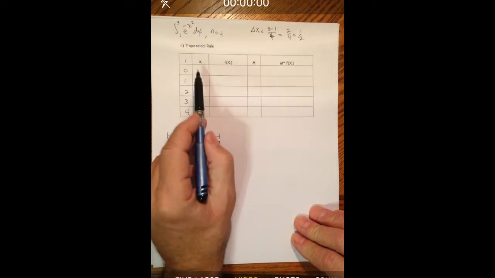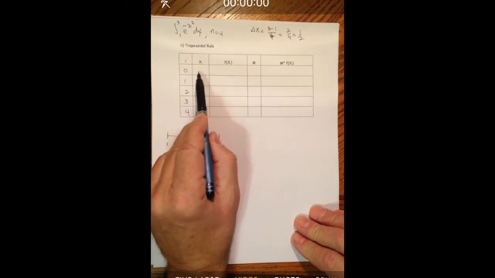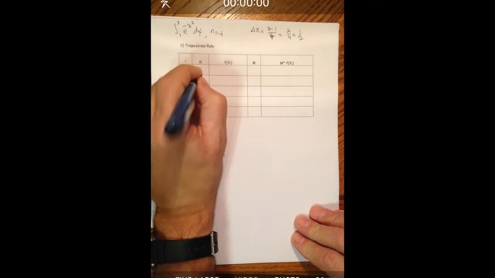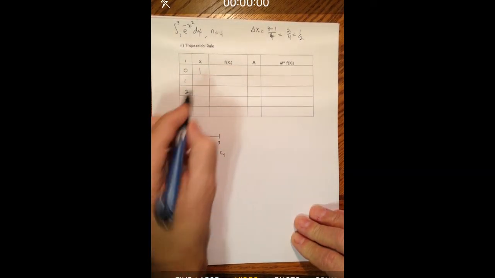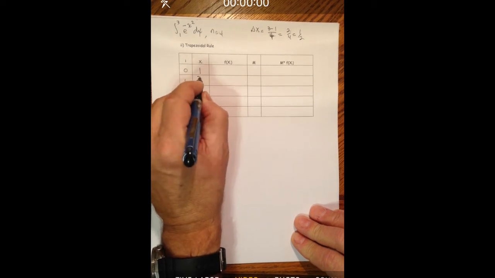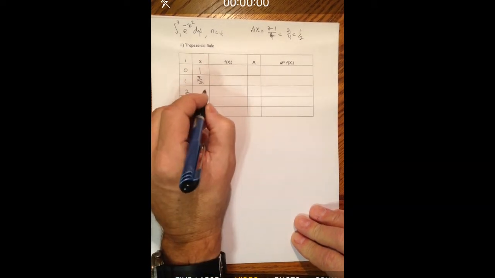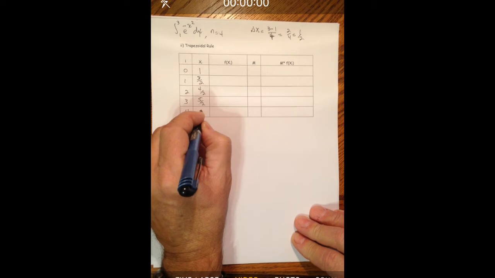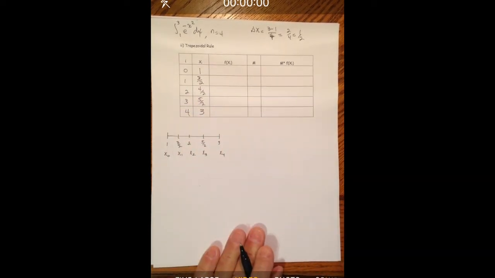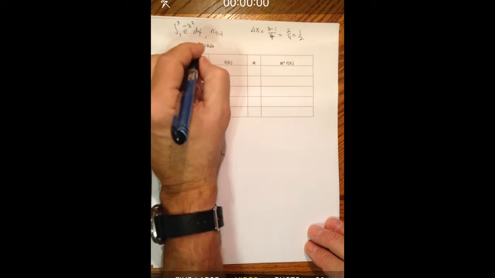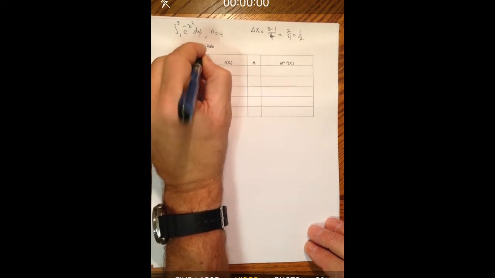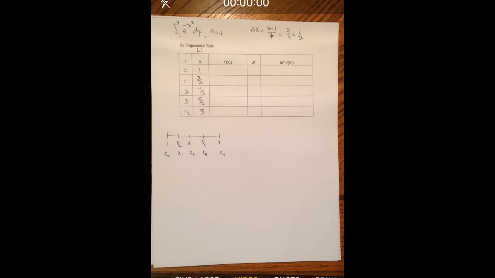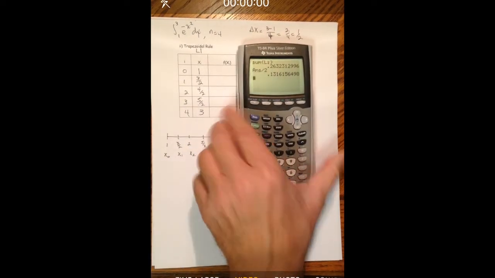And then x sub i, see, this would be x sub 0, where we start. This would be x sub 1, which is 3 over 2. 4 over 2. 5 over 2. And 3. And we're going to call this list L1, and that's where we're going to put those values into the calculator. Okay, so we're going to plug those into the calculator, so let's just go ahead and do that.